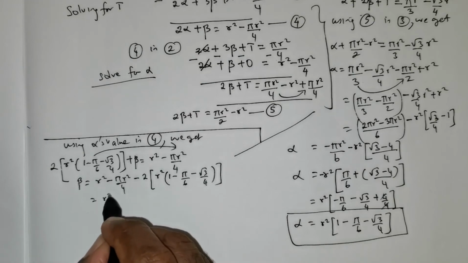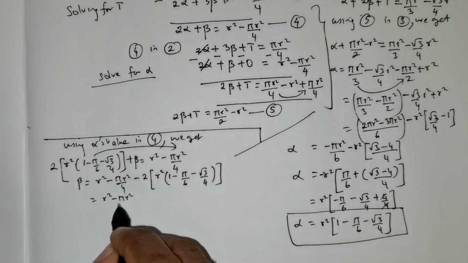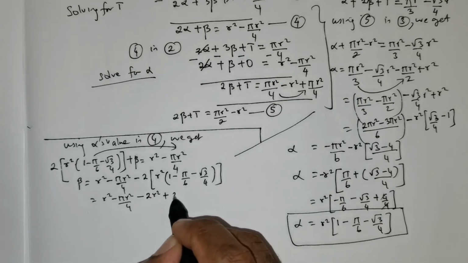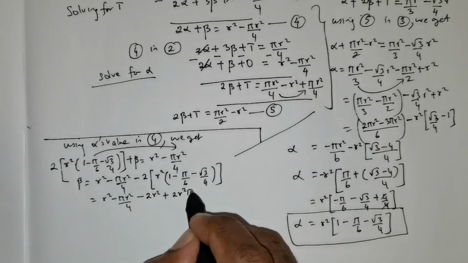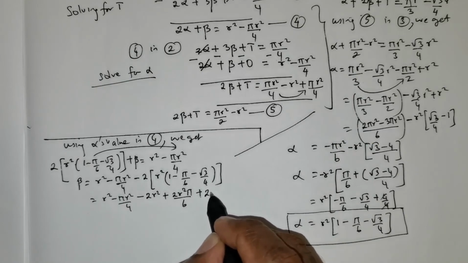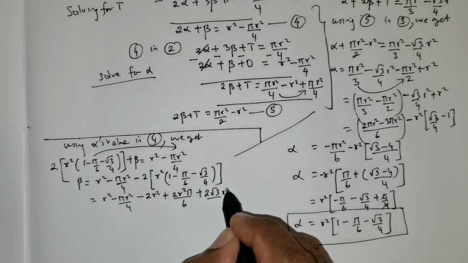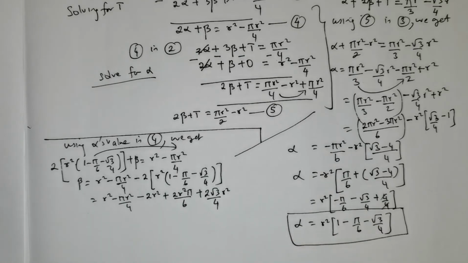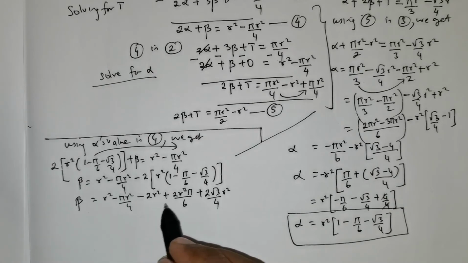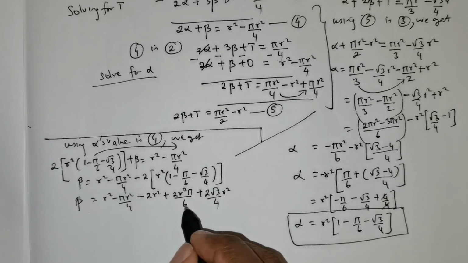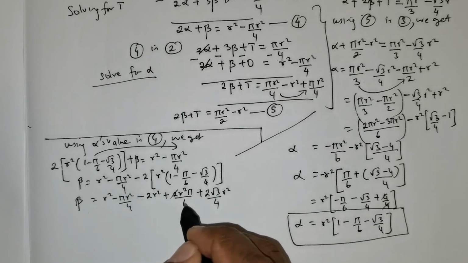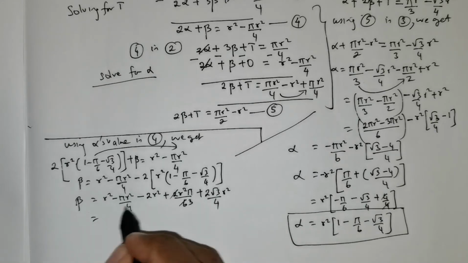Removing the parenthesis and simplifying, I would have r squared, negative pi r squared over 4, negative 2 times r squared, positive 2 times r squared pi over 6, positive 2 times root of 3 times r squared divided by 4. On the left it's beta. So we can simplify. I have pi r squared and pi r squared over 6 with a 2 there. So I can reduce this. 2 can divide 6 3 times.